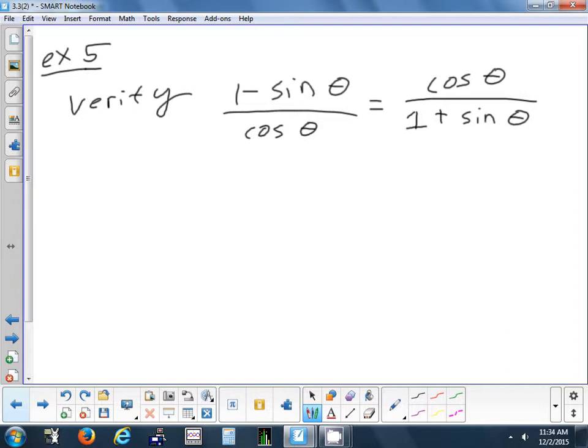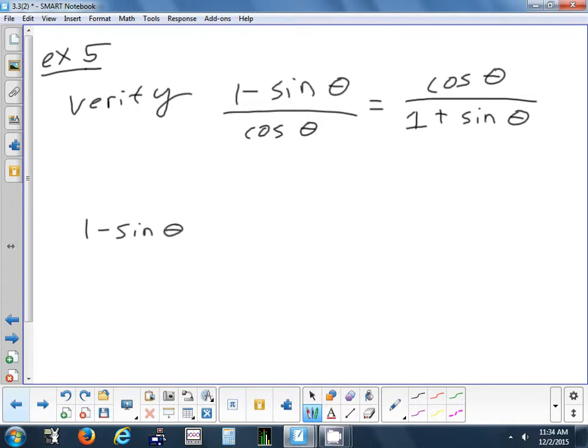Okay, so my suggestion so far has been to start with the side that looks more complicated. Which side looks more complicated here? About the same. So it doesn't matter which side you start with. We could just start on the left. So forget about the right. That's our final answer. Start with the left.